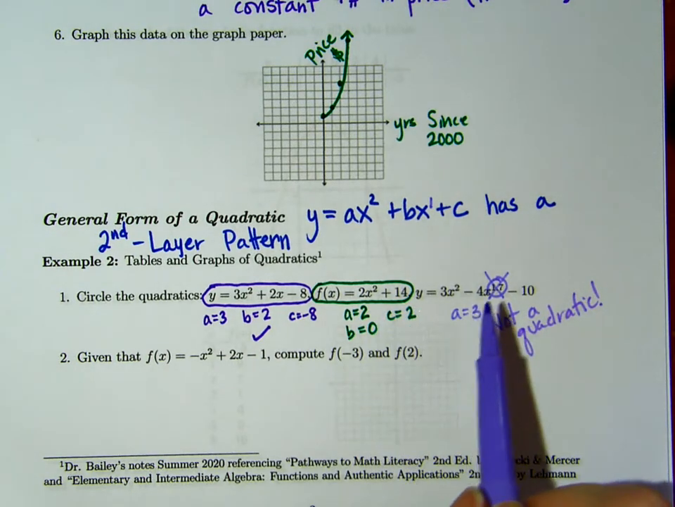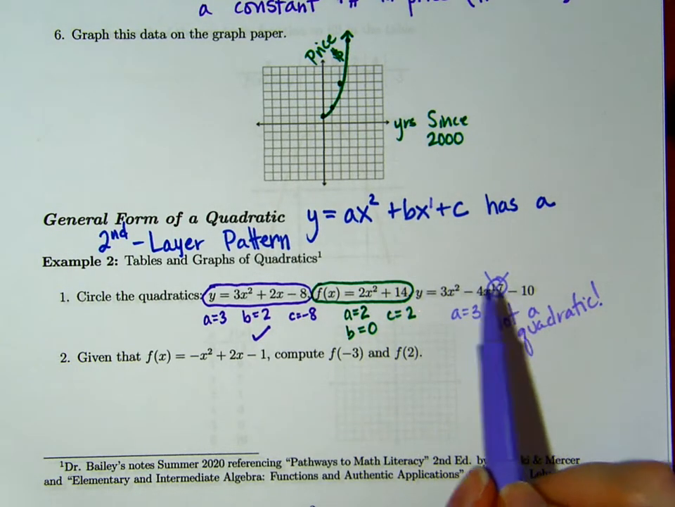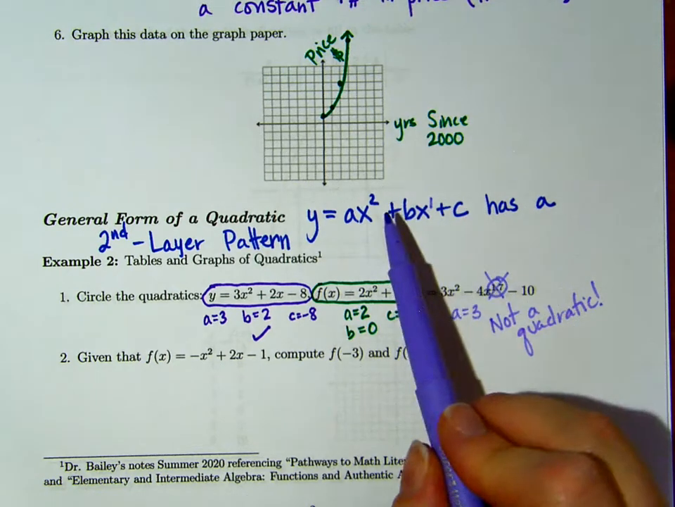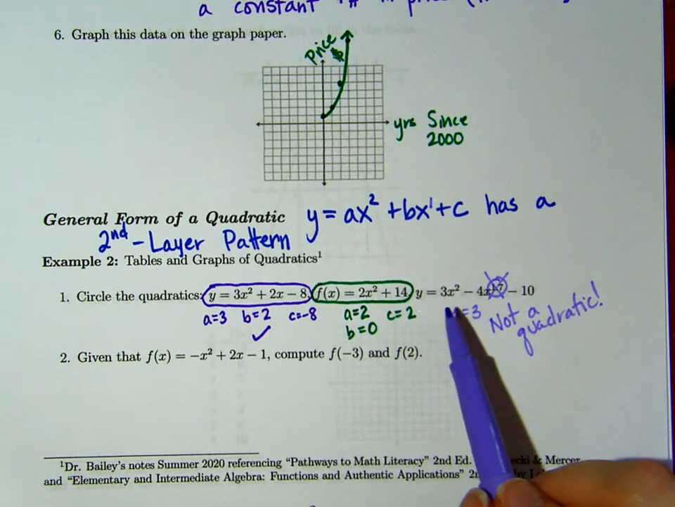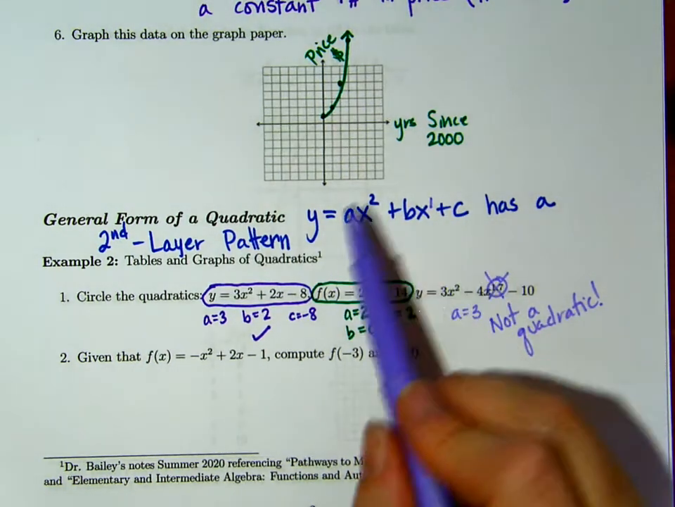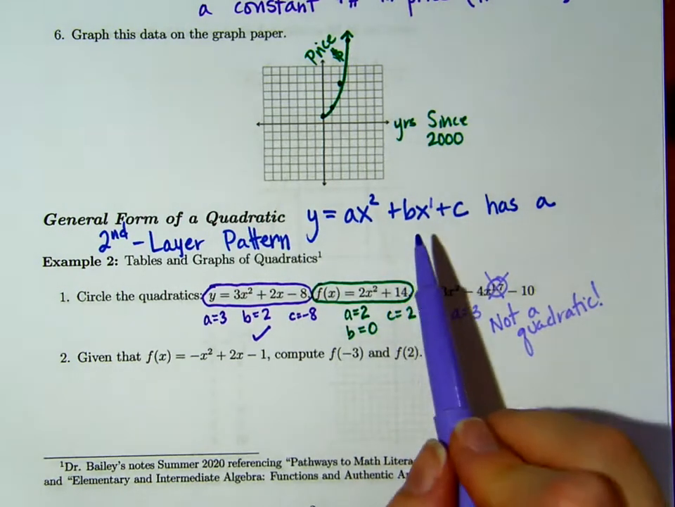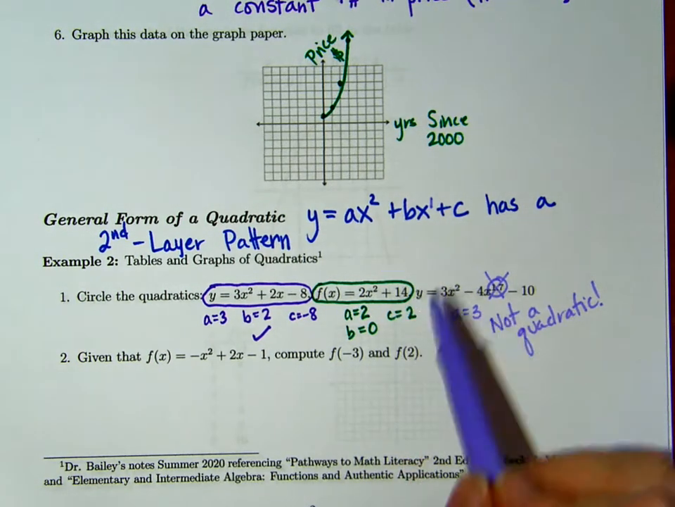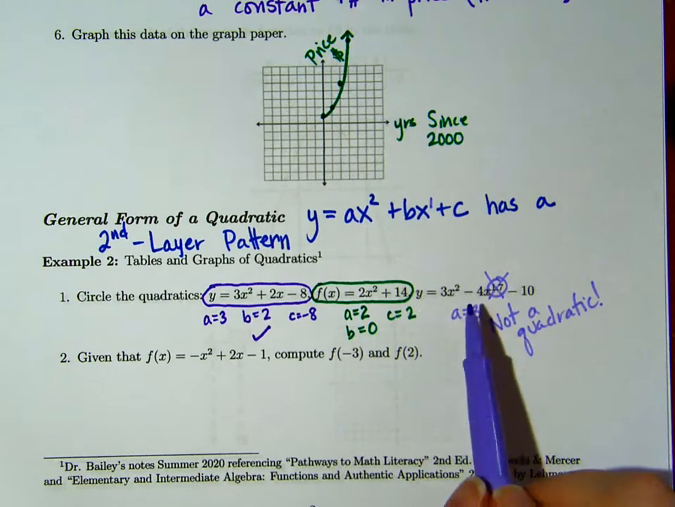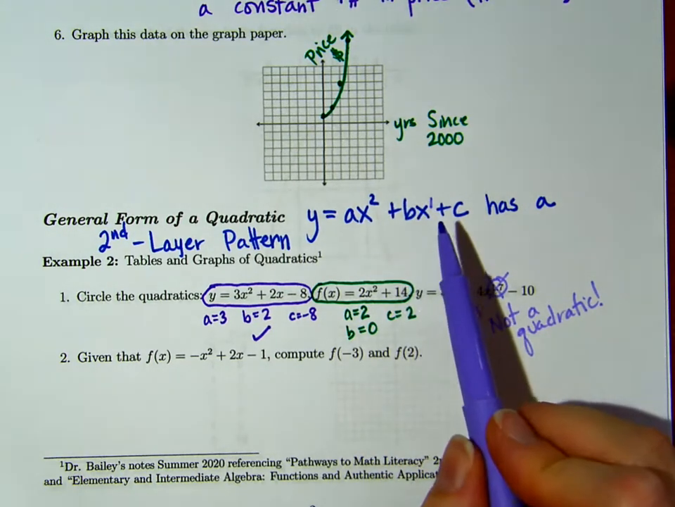If we see a decimal exponent, an exponent higher than 2 on the x's, or a square root, I see none of that going on in this situation. So this one does not fit the mold of being a quadratic form.